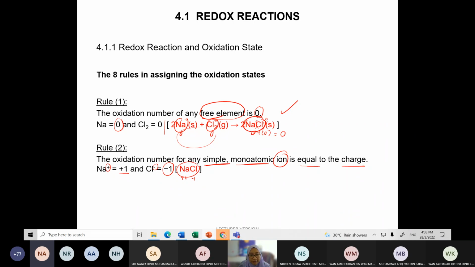Okay, yang this one dia dalam bentuk ion. So sodium is positive 1, right? Plus chloride is negative 1. So when we total these two, kita dapat 0, which is the same as the charge of sodium chloride itself. Okay, so tapi ni tak ada product reactant ke apa, tak ada lah kan. Yang this one we have an equation. Still we can check.